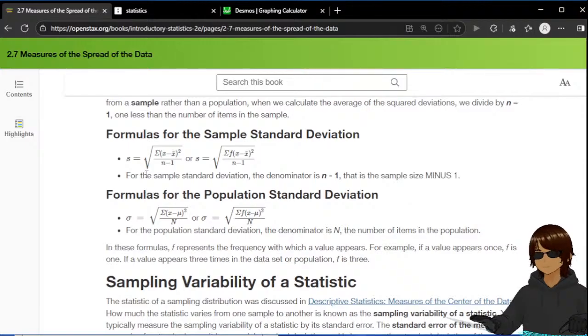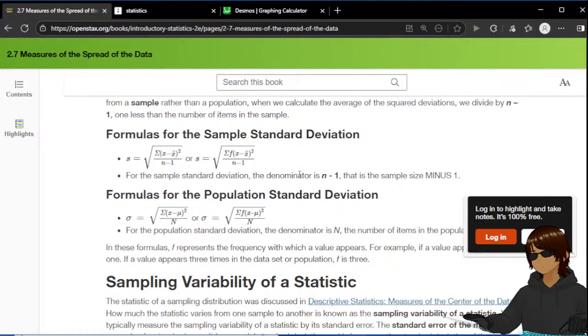Suppose I choose a sample so large that it's very close to the population. Wouldn't it make sense to have this as n, not n minus 1?